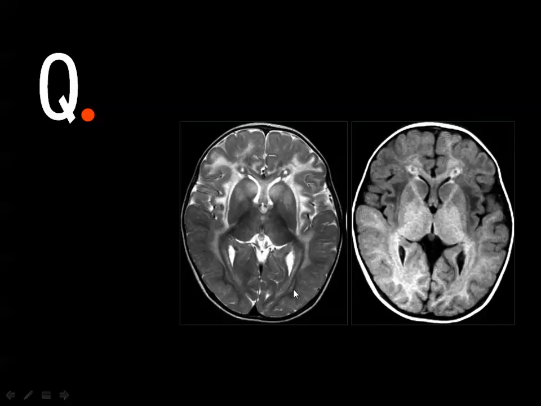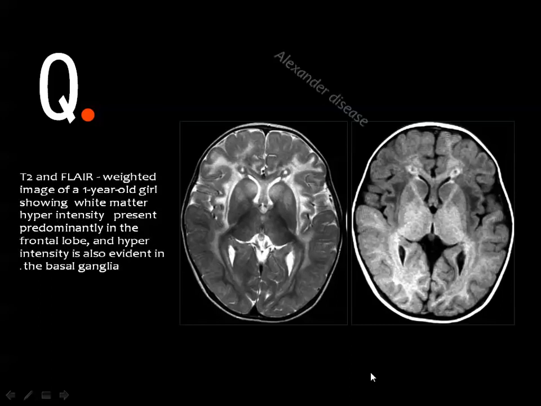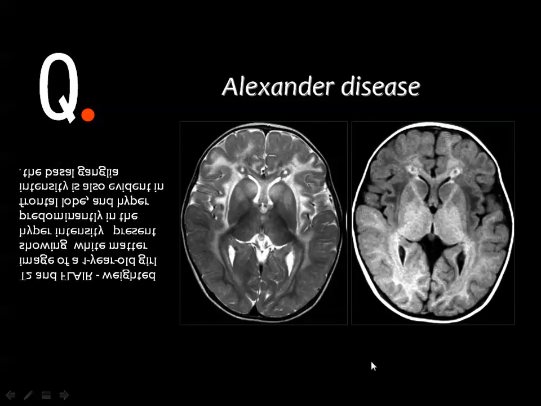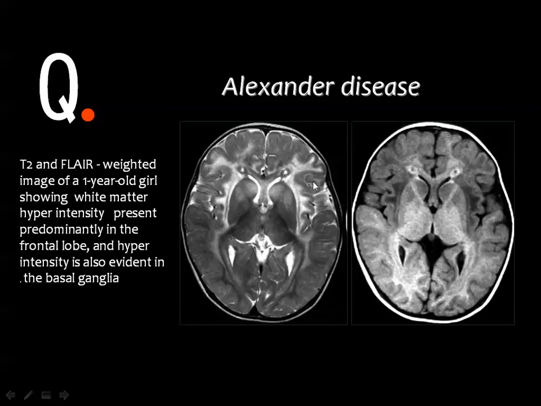This is T2 and T1 post contrast, or maybe FLAIR. Okay. What do you think? Alexander disease because of the frontal white matter distribution. I have said in a few moments that if you see white matter changes predominantly affecting the frontal lobes, then you may think of Alexander disease. And Alexander disease is one of the leukodystrophies that can show contrast enhancement.